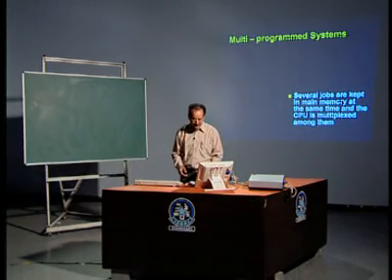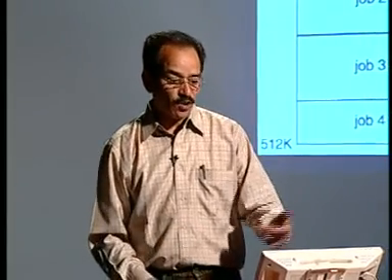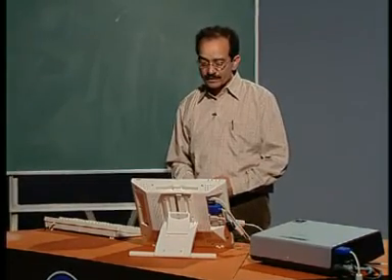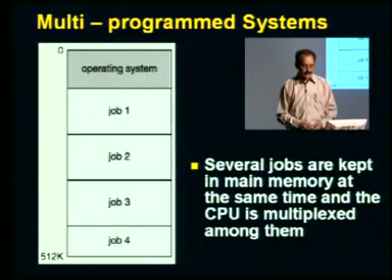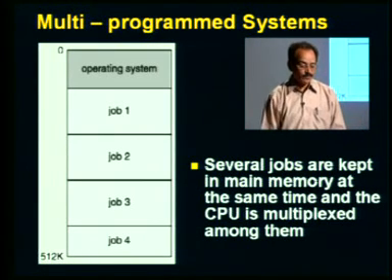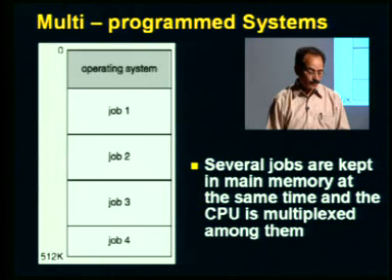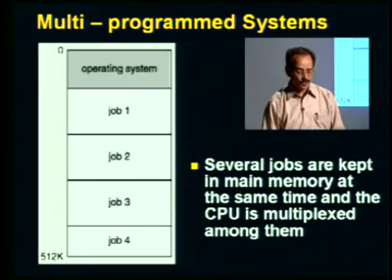So, this is what we say: several jobs are kept in the main memory at the same time, and they are multiplexed. This is how my system looks. I have got the operating system and a number of jobs. This is the linear memory which we have got, maybe with memory locations from 0 to 512 K. These are some of the jobs which have gone into this particular system.